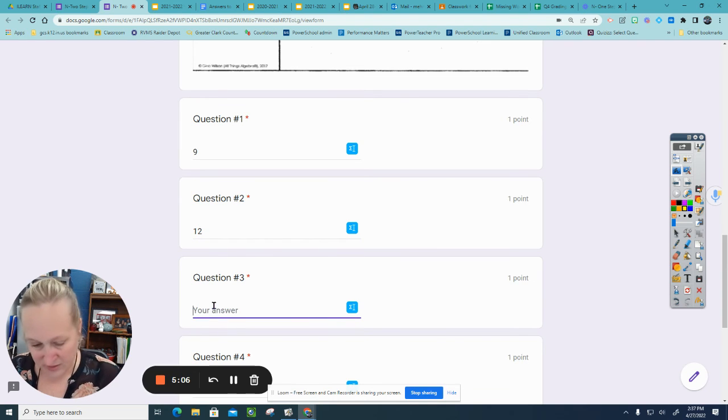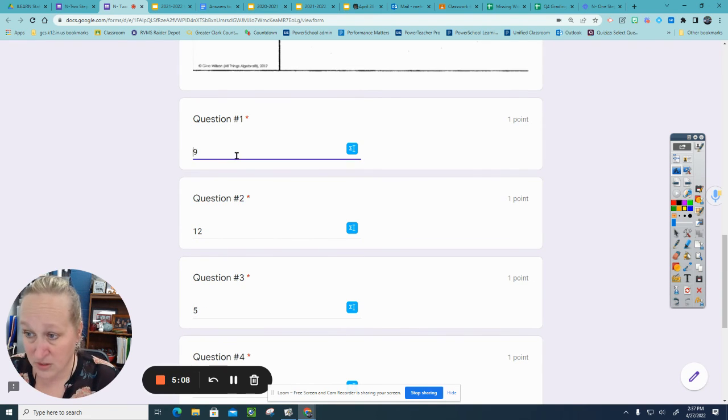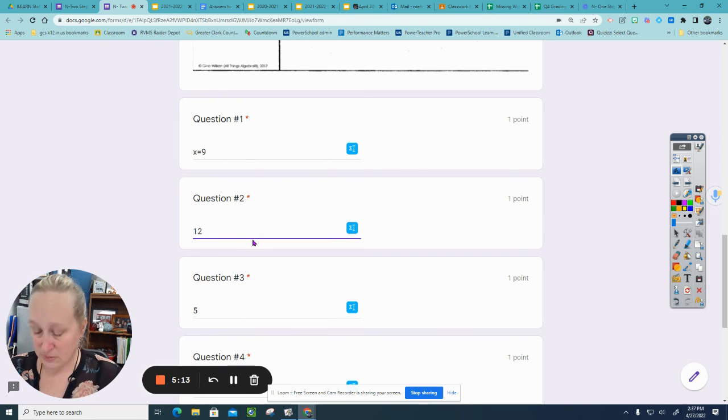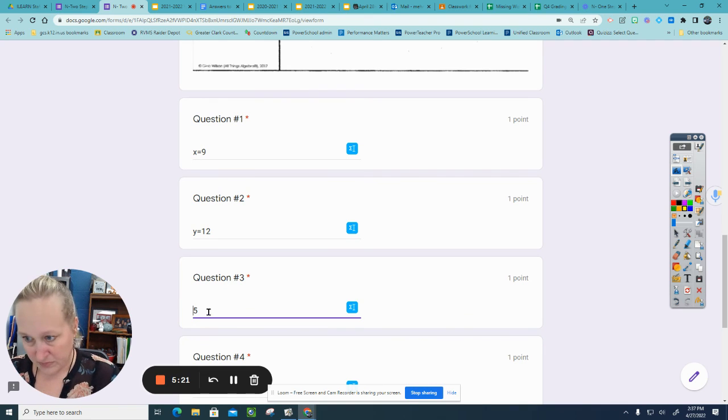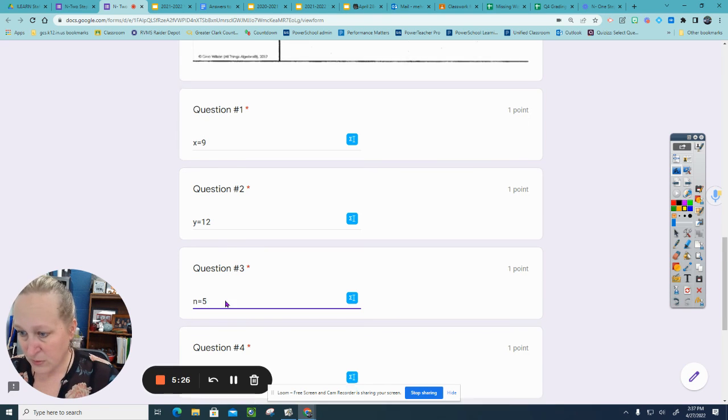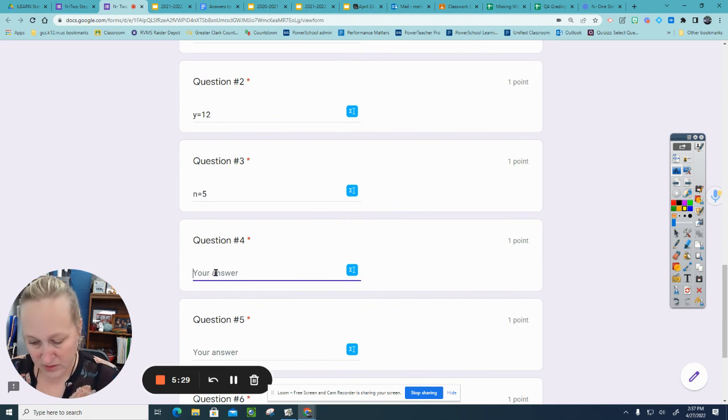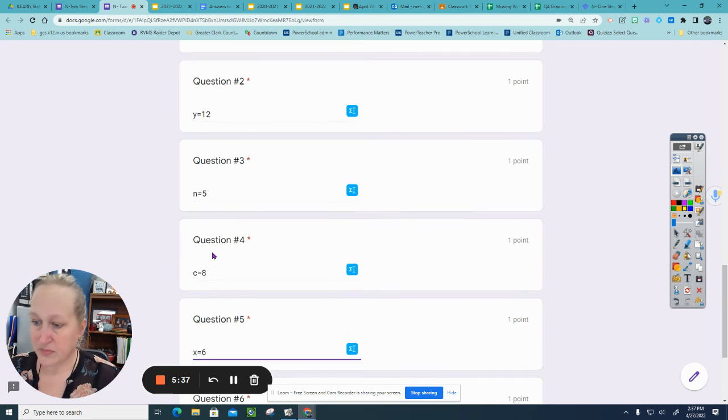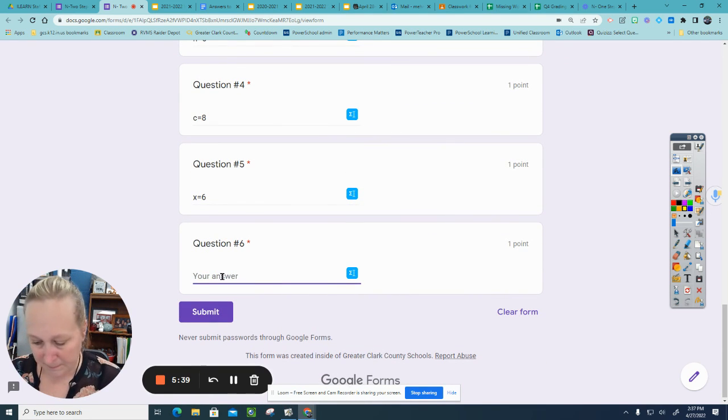Number 3 was 5. Oops, I'm sorry. This needs to be x equals 9. This one needs to be y equals 12. This one needs to be n equals 5. Number 4 was c equals 8. Number 5 was x equals 6. Number 6 was b equals 16.